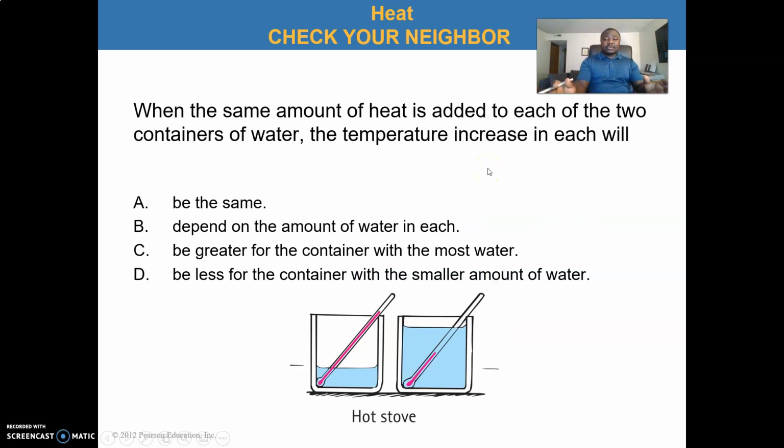Okay, so let's look at this question. Now, when the same amount of heat is added to each of the two containers of water, the temperature increase in each will, well, remember we said that it doesn't really depend on the heat that you add. If the same amount is added, what will make the temperature change will be based on what? The amount of water that you put. So the answer will be B, because you can even see that the more water you put, the lower the temperature is going to be. The less water, the higher the temperature is going to be.